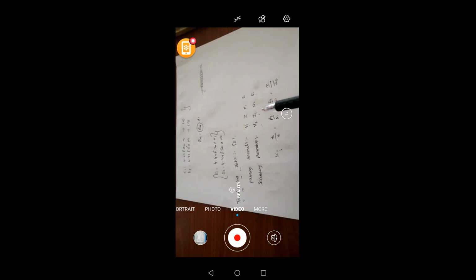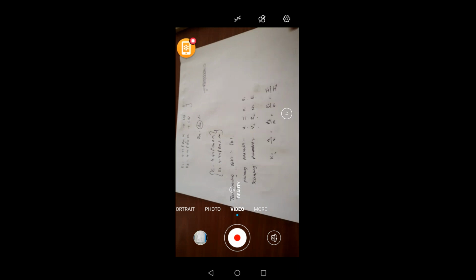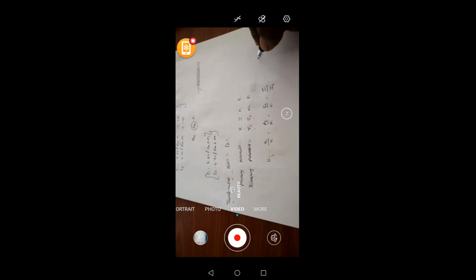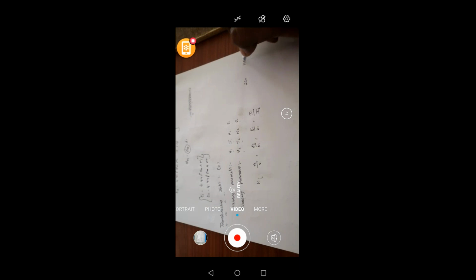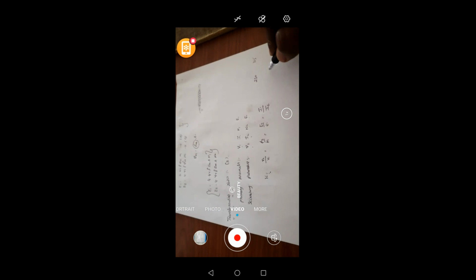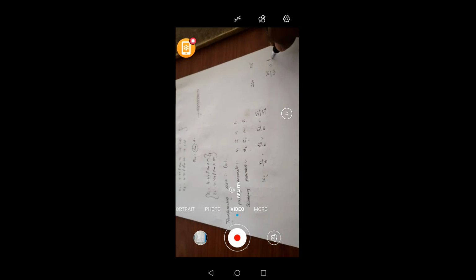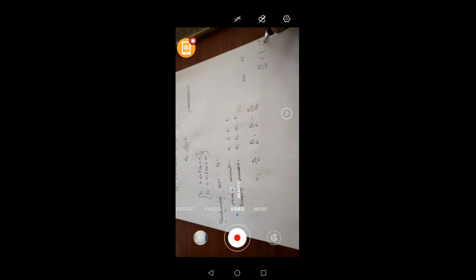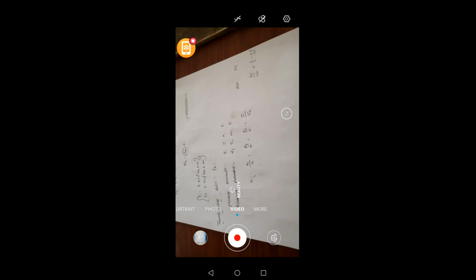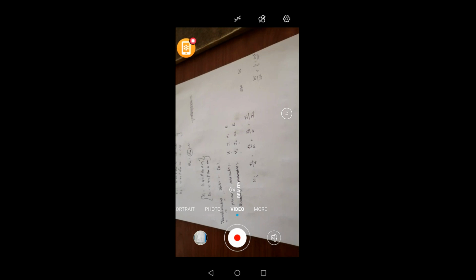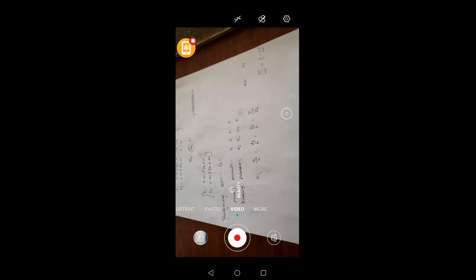So transformation ratio means, suppose your primary winding has 230 volts and the secondary winding has a voltage of 115. So the ratio, 115 divided by 230, what do you get? 1 by 2, that is 0.5. This is the transformation ratio. It shows how the primary voltage and secondary voltage are transformed from one to two, from single to double or double to single.